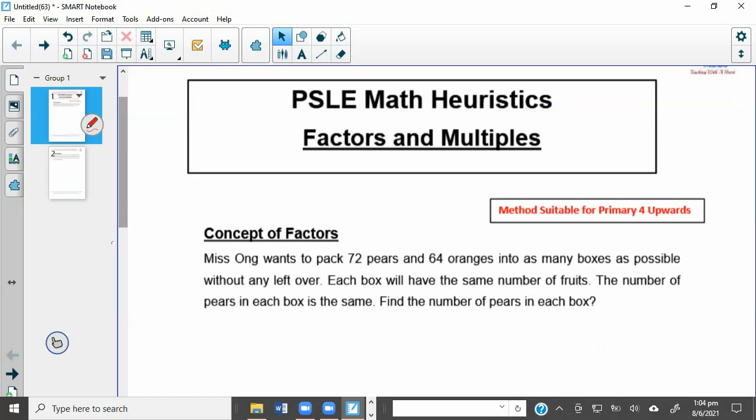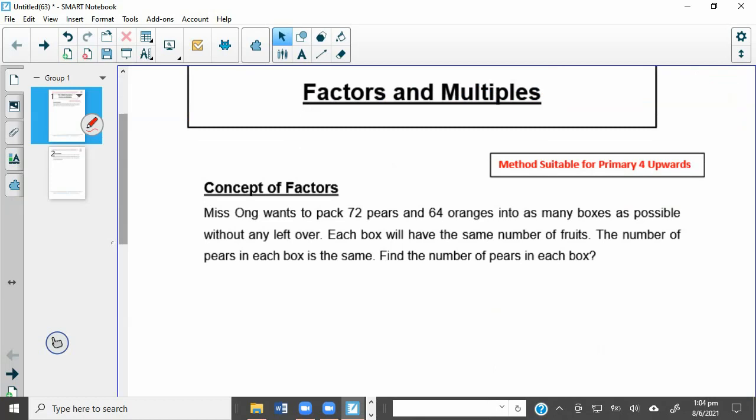Okay, now let's look at the first example to see how we use factors to solve a problem that looks a bit hard to solve. Miss Ong wants to pack 72 pears and 64 oranges into as many boxes as possible without any leftover. It means there is no remainder, no leftover. So when there is no leftover, you are looking at what? You're looking at factors, right? Factors, because when there are factors, there are no remainders.